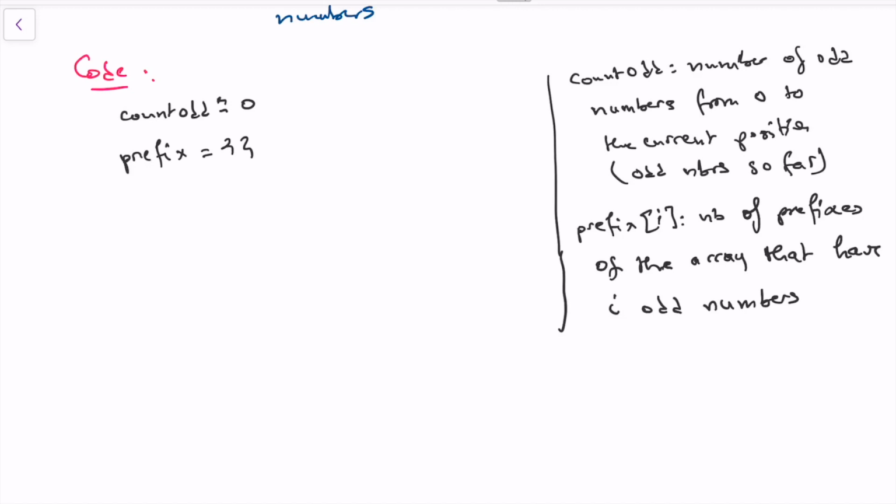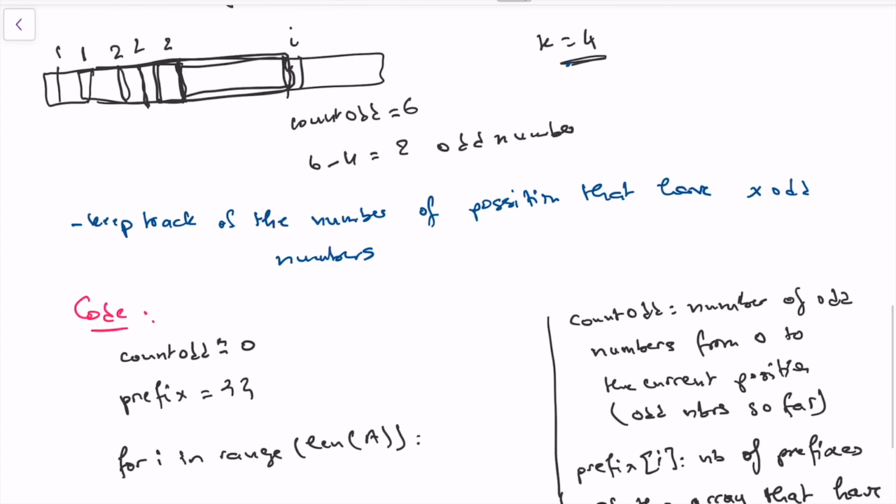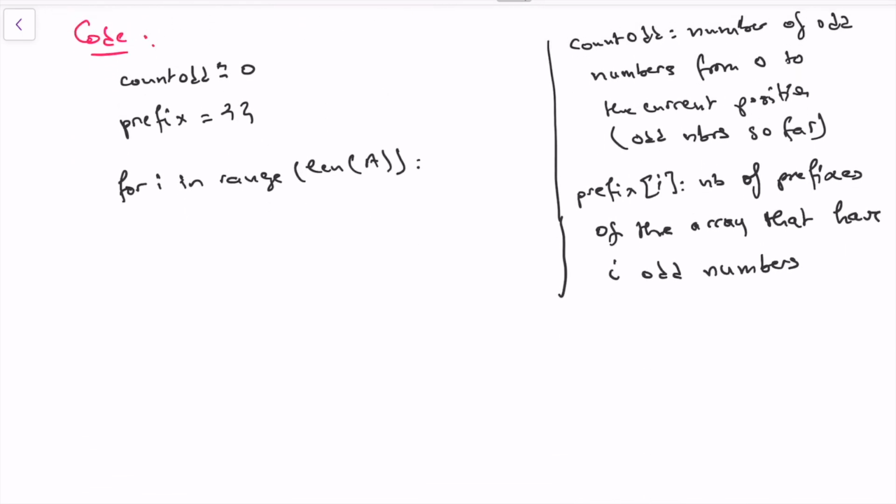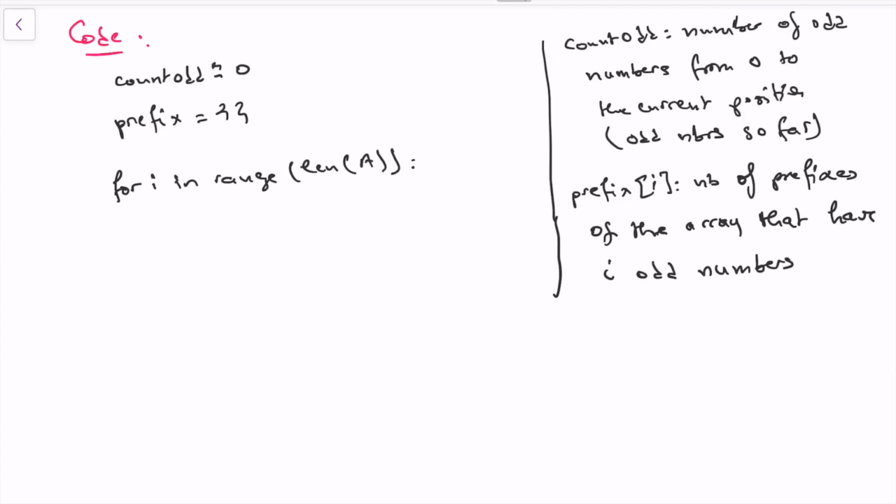Now we just go through the array. So for I in the range of the length of the array. And what we will do is we will say, okay, at this position we know that we have I odd numbers, right? So what I'm doing here, I will not consider the current position, right? So prefix of I, the number of prefixes of the array that have I odd numbers, and so here that means that my prefix of count odd, the number of odd numbers so far, increases by 1, right?